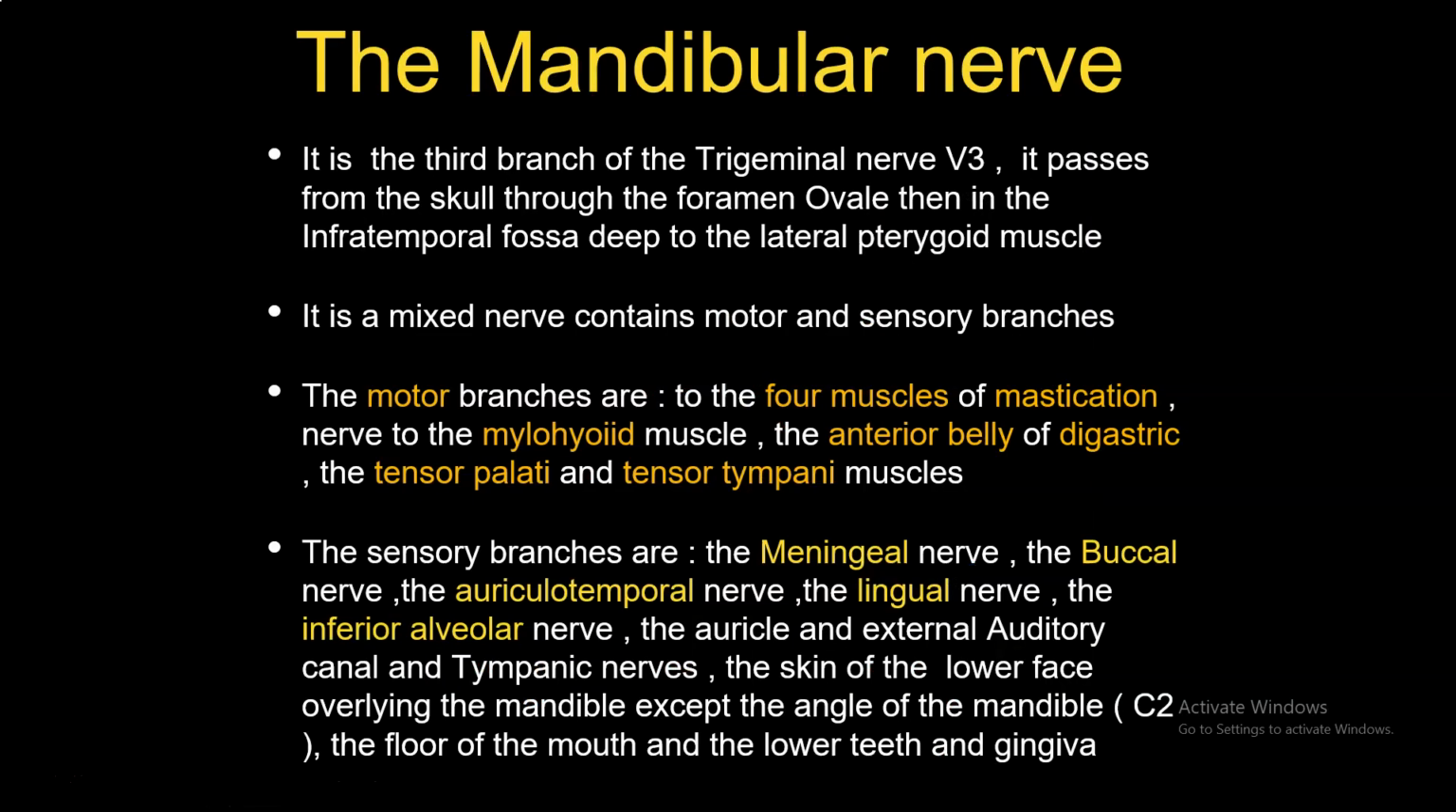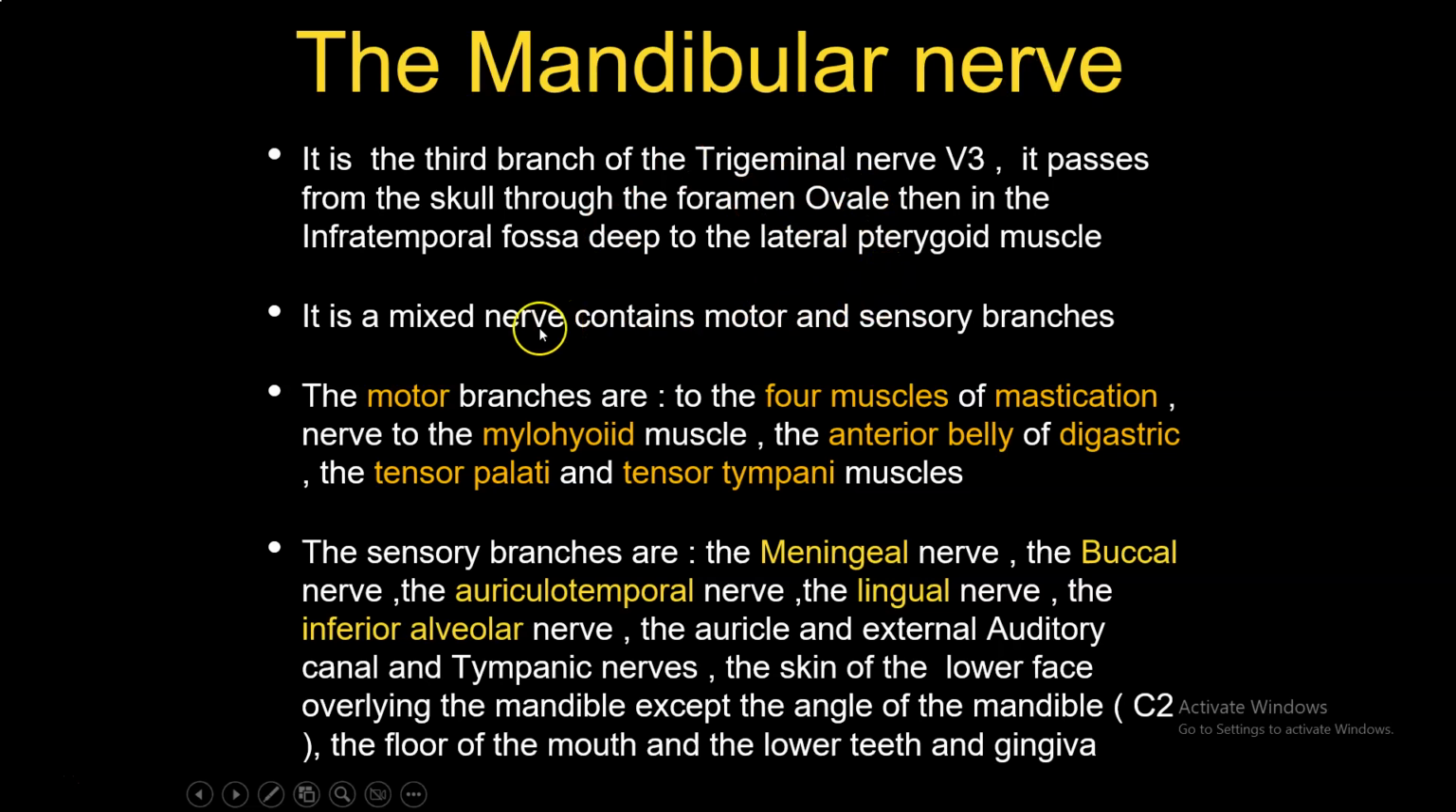The third thing after the muscle and the artery is the mandibular nerve. It is the third branch of the trigeminal, V3, and it passes from the skull through the foramen ovale, then into the infratemporal fossa, deep to the lateral pterygoid muscle. If you remember, we said it before. We all know that the foramen ovale also carries the accessory meningeal artery, emissary vein, and the lesser superficial petrosal nerve. The greater superficial petrosal passes through the pterygoid canal, but the lesser passes in the foramen ovale with the mandibular nerve.